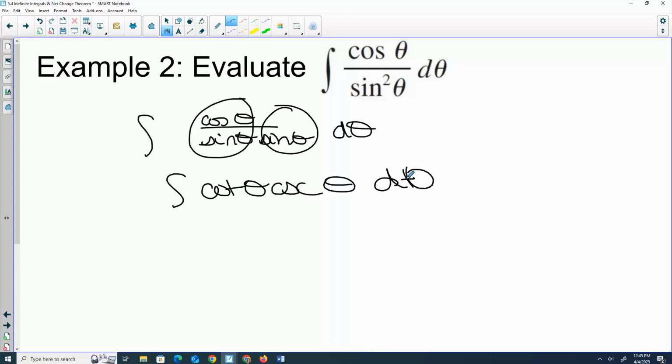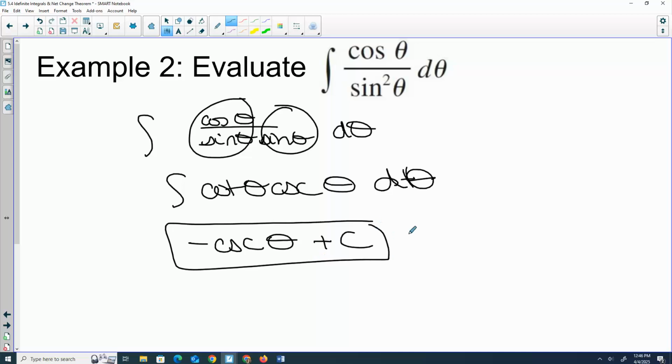Or negative cosecant. Okay. Again, we can't do product rule in reverse, but we can ask ourselves, does anything have a derivative of cosecant cotangent? Oh yeah. The derivative of cosecant is negative cosecant cotangent. So this would have to be a negative cosecant theta plus C. Oh my gosh, I'm cooking.